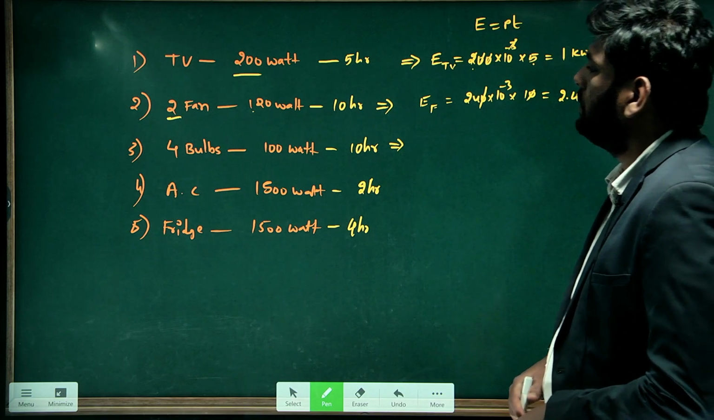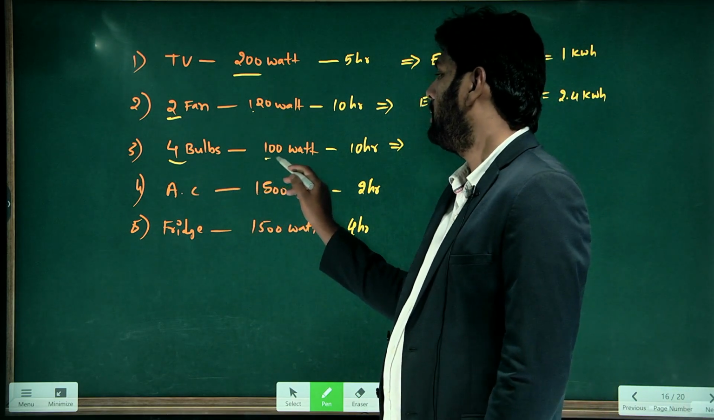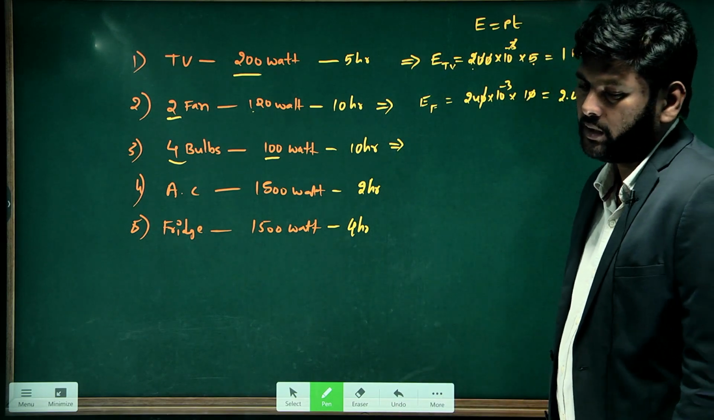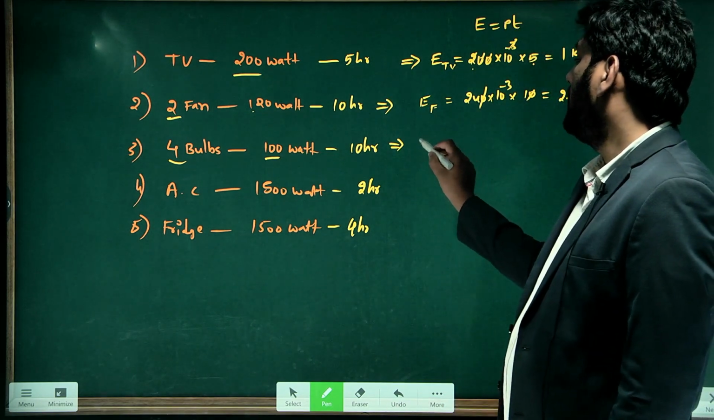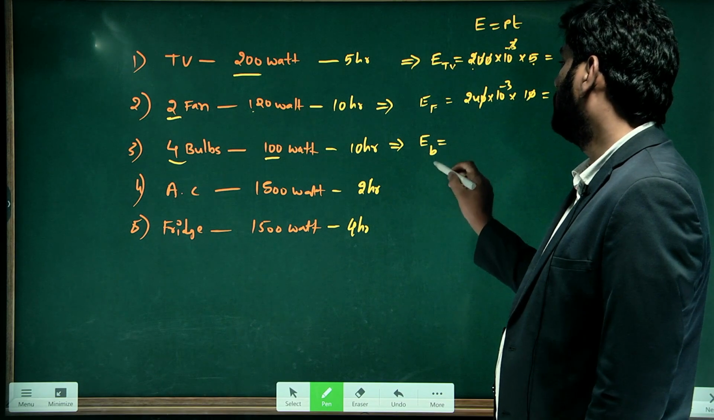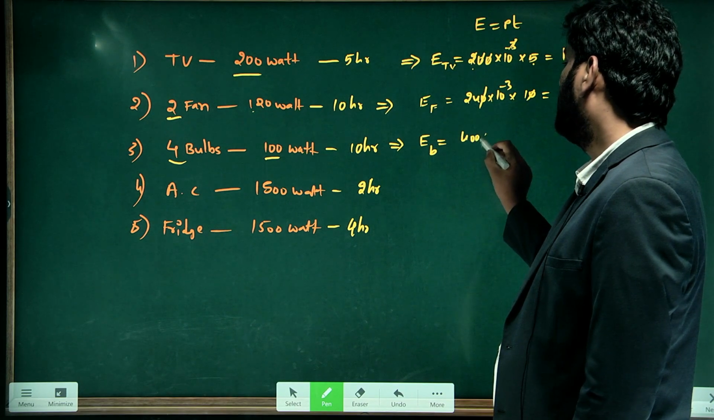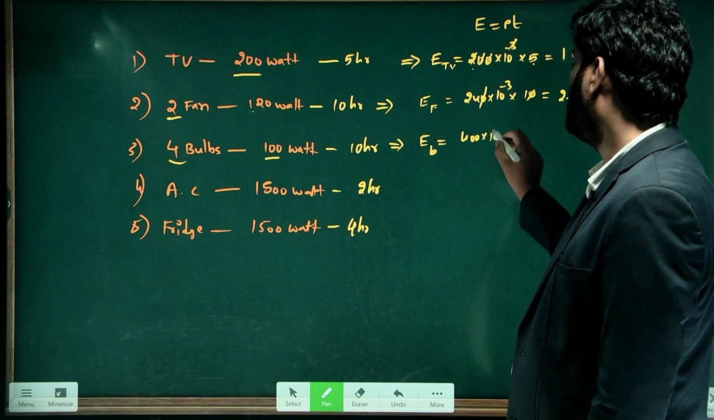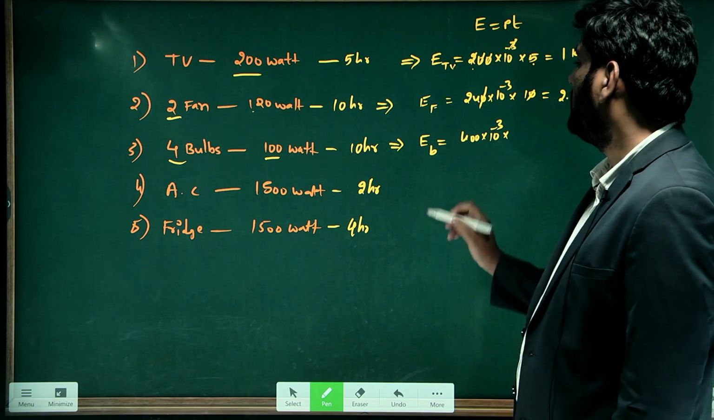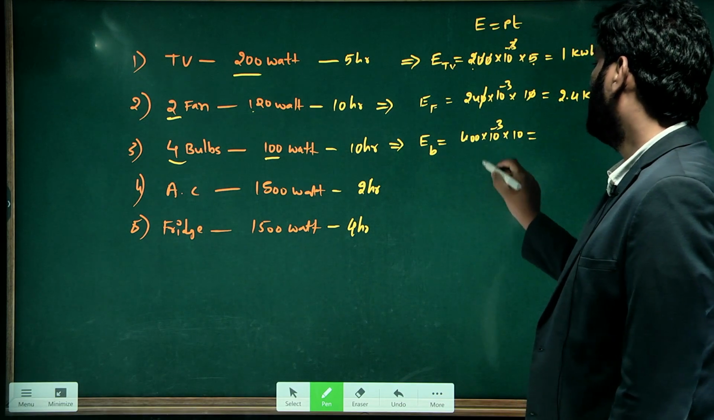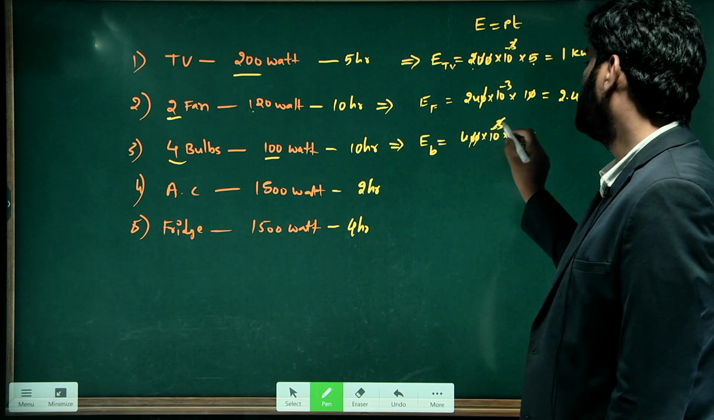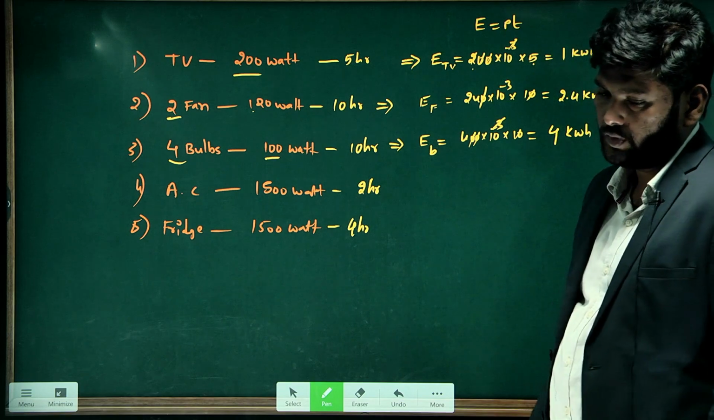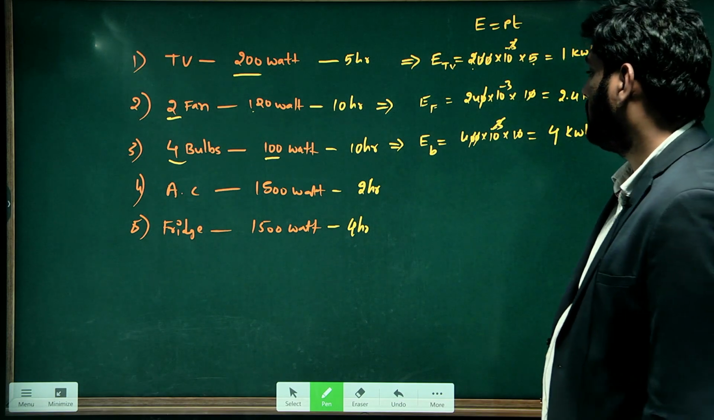Next, in the same way, the bulbs. How many bulbs do we have? 4 bulbs. Each bulb's wattage is 100, so the total wattage becomes 400. The energy consumed by the bulbs is 400 watts, converted into kilowatts by multiplying with 10 power minus 3, times how many hours? 10 hours. So this 0 and this 0 get cancelled. The remaining is 4 kilowatt hour. How many kilowatt hours? 4 kilowatt hour.